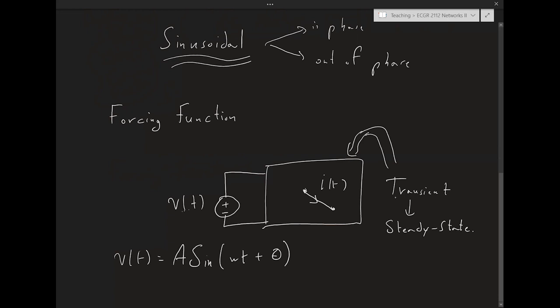We don't have the tools yet to understand what the transient looks like. If it was a DC forcing function, yes, we can say what the transient looks like, but we don't have that yet, and we will ignore the transient for now, right? But what we definitely have the tools to study is the steady state. What happens after the circuit settles down and all the transients die away, right?